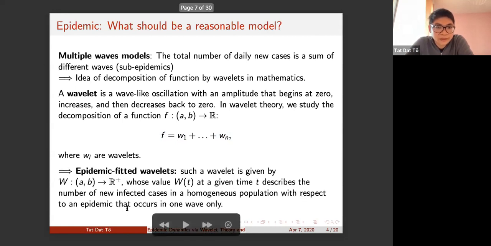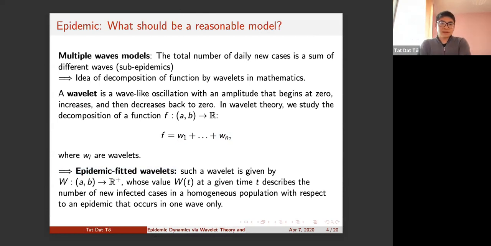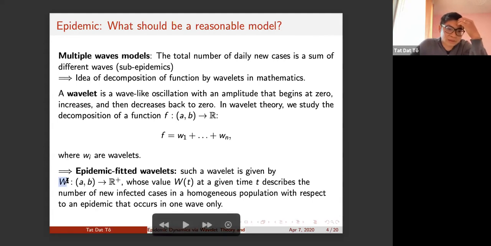Okay. So that's why we try to define some objects, some functions, called epidemic-fitted wavelets. The idea is that we try to find a function defined on some interval [a, b], whose value is positive, which describes the effective daily cases on a homogeneous population with respect to an epidemic, or say a sub-epidemic, that occurs in only one wave. I mean, this w here should be one small w in the decomposition of the function f, if f is a daily case number function.